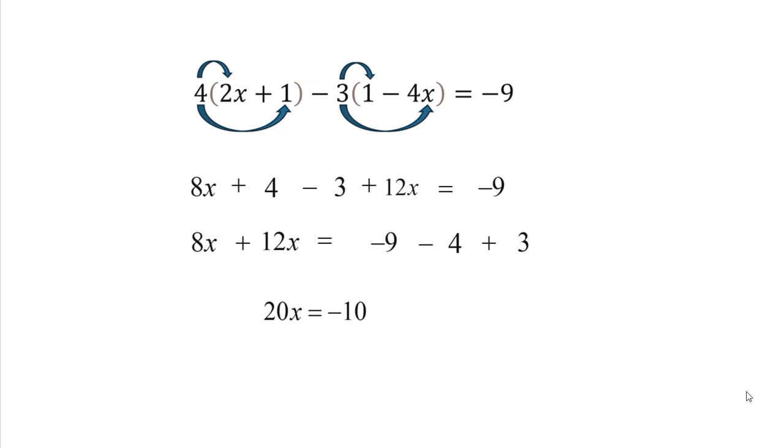We want to isolate x. We want x by itself. We can do that on the left by dividing 20x by 20. And if we do that, on the right-hand side, we also have to take the negative 10 and divide it by 20, giving us x equals negative 10 over 20. And this can be further reduced to x equals negative 1/2. And there's our final answer for this question.